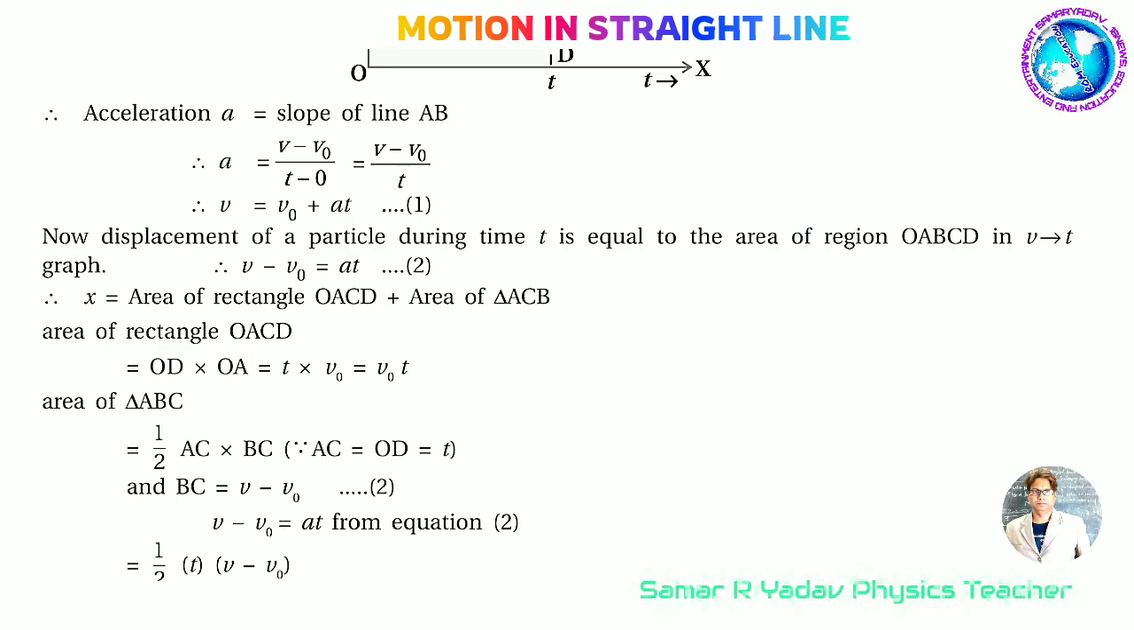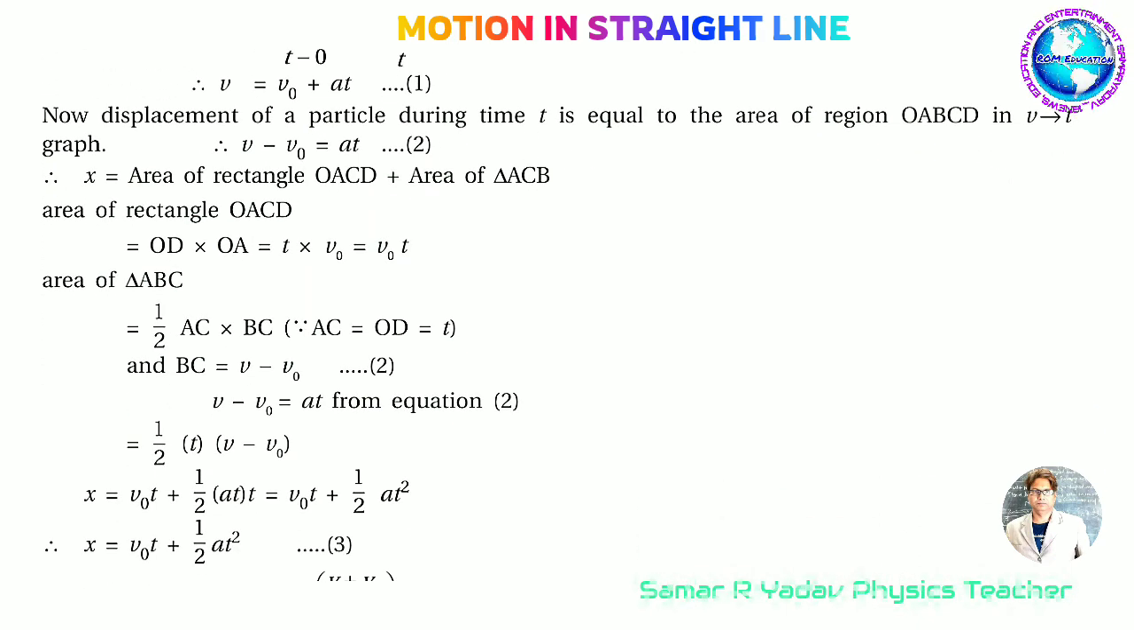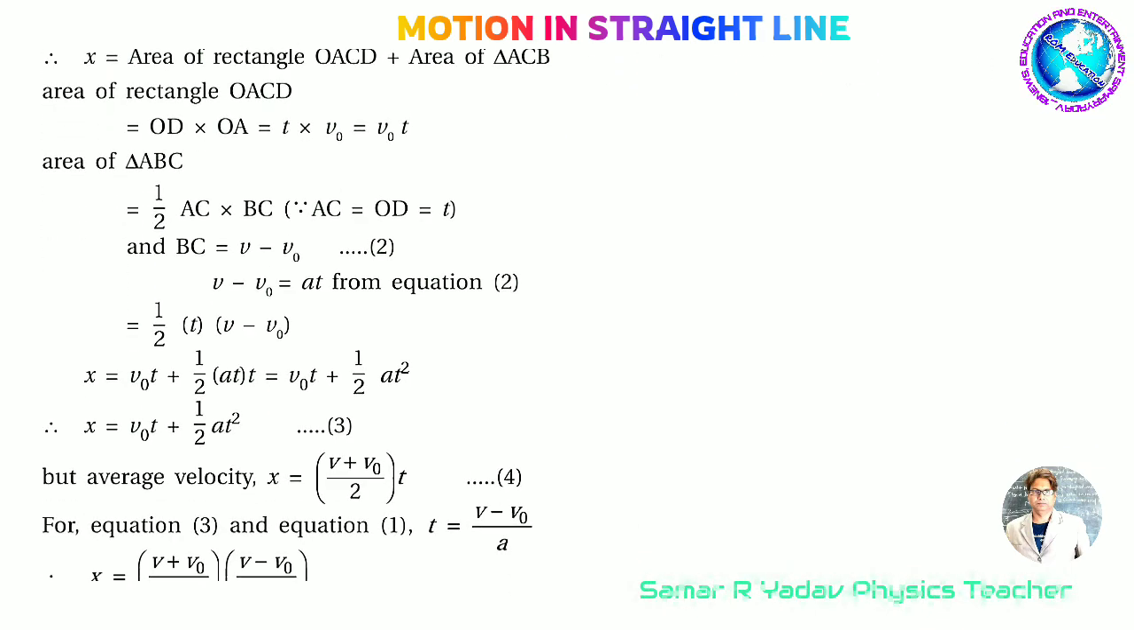Therefore AC is equal to OD, which is equal to t, and BC is equal to v minus v0, equation number 2. Therefore v minus v0 is equal to at from equation number 2. Therefore the area of triangle ABC is equal to 1/2 t (v minus v0). Now putting both the values, we get x is equal to v0t plus 1/2 at into t, which is equal to v0t plus 1/2 at square. Therefore x is equal to v0t plus 1/2 at square, equation number 3.